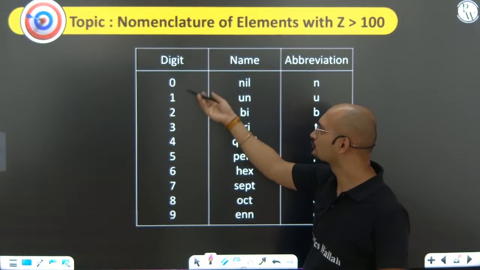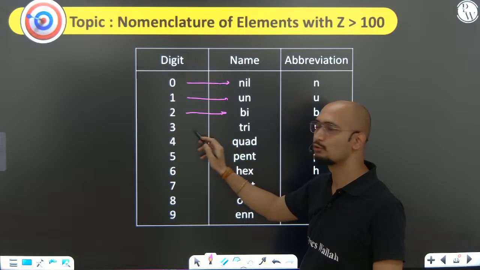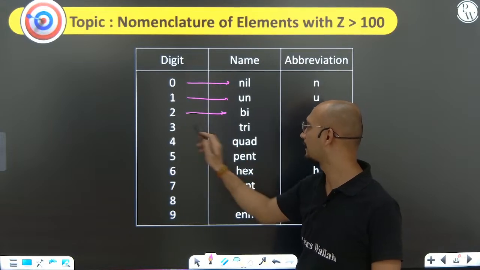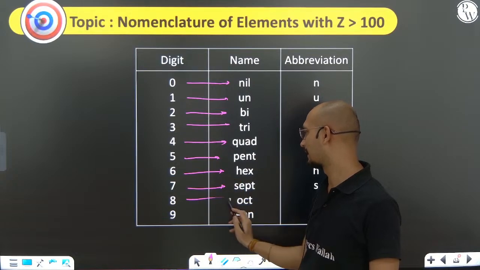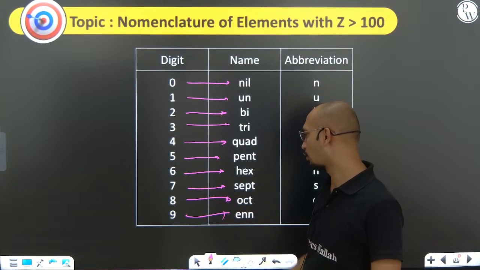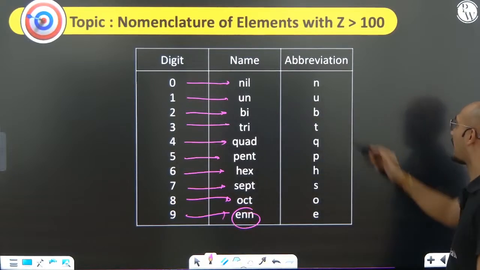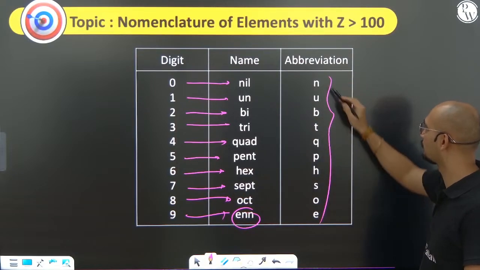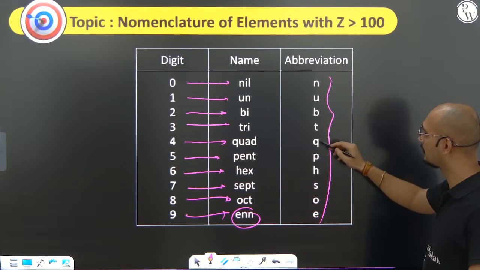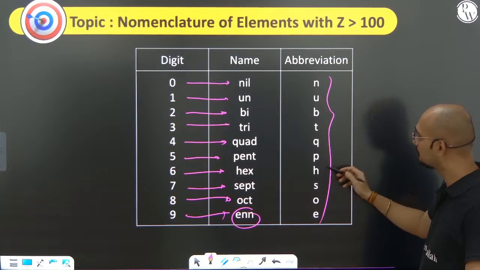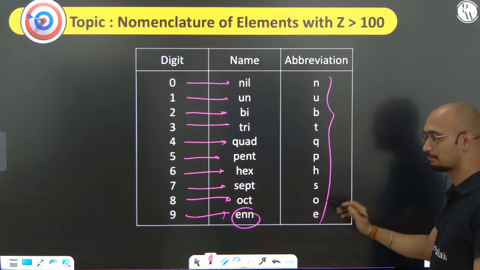Let's say, so you understand it. 0 is for nil, 1 is for un, 2 for bi, 3 for tri, 4 quad, 5 pent, 6 hex, 7 sept, 8 oct, and 9 is enn. So please remember these numbers. And sometimes abbreviations are also used: n for nil, u for un, b for bi, t for tri, q for quad, p for pent, h for hex, s for sept, o for oct, and n for enn.